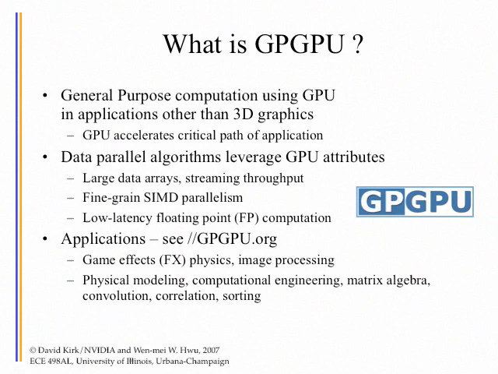GPGPU, or general purpose GPU, is essentially using GPUs for applications other than 3D graphics. Basically the idea is to use the GPU to execute the part of the application that's on the critical path, and use the GPU computing power and resources to speed up that critical path. Basically, people want to use the GPU for the data parallel portions of these applications.